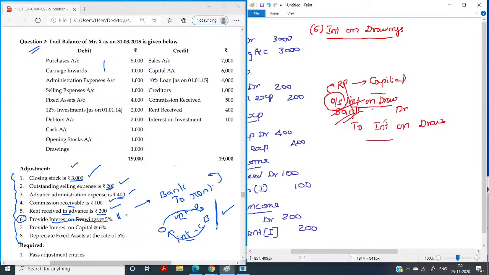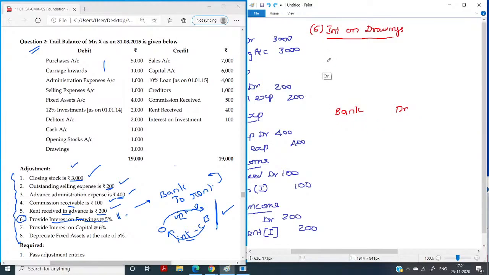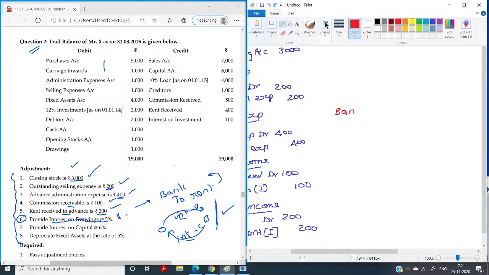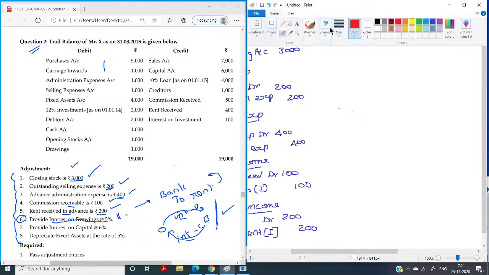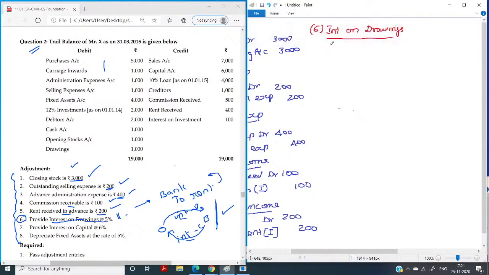Capital account to interest on drawings. I'm going to pass that entry here. Okay, let's see. I'll just cancel and write fresh. Okay, one second. Now the entry will be capital account debit, because the owner is liable. Capital account debit. The owner's name is capital account, to interest on drawings. Clear?